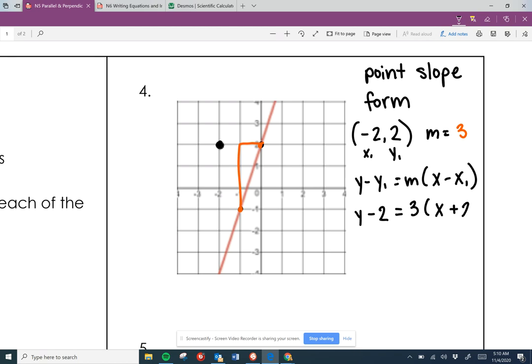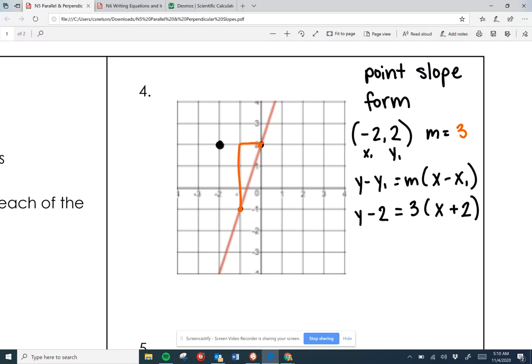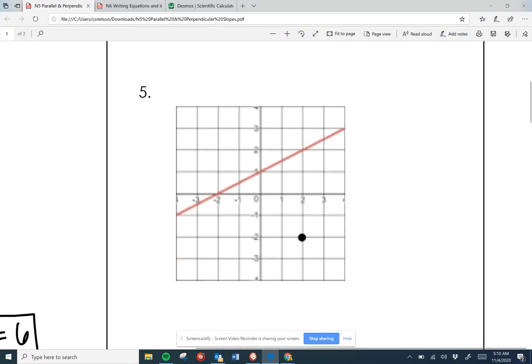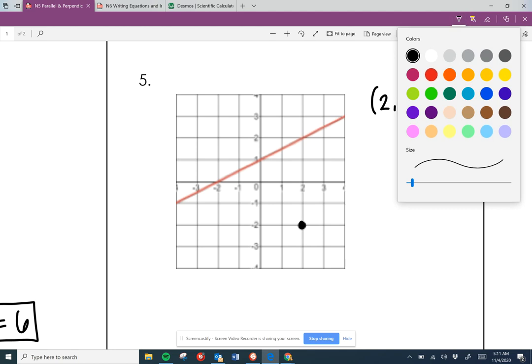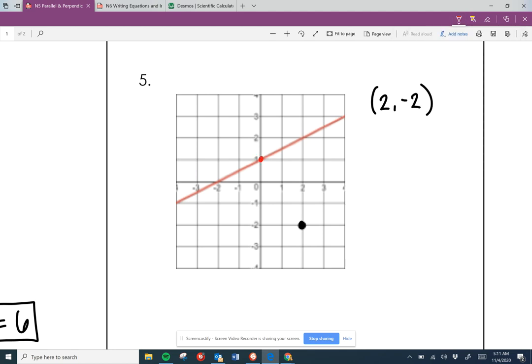Okay, again, I'm trying to write the equation of a line that goes through this black point, which is 2, negative 2, and has a slope that's parallel to this line. It has to have the same slope to be parallel. So if I look at the slope of this line, I can see my slope is going to be 1 over 2 because I need to go up 1 to the right 2. So this is going to be my x1, my y1, and then I have my m.